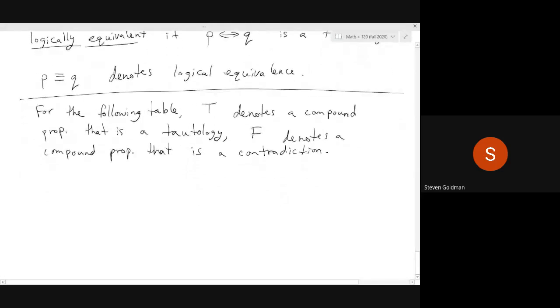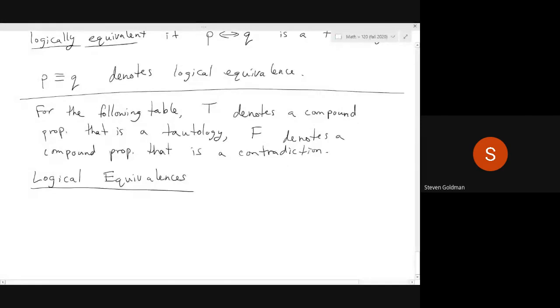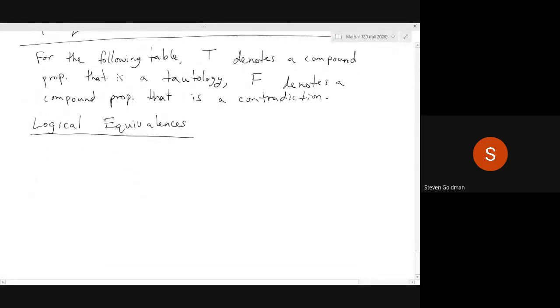Okay, so here's our table of logical equivalences. Some of them will be more important than others. I will point them out at the end.